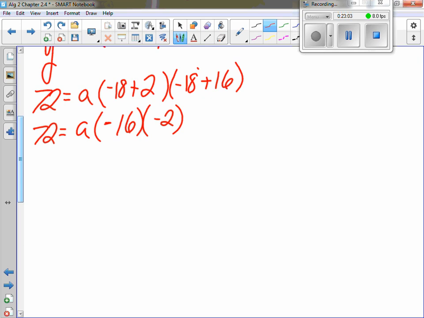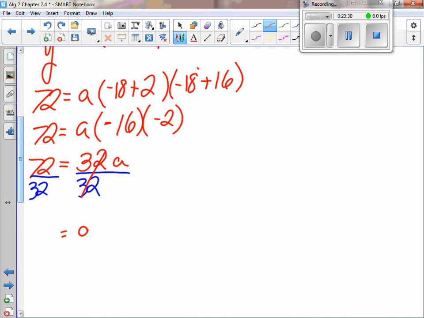Then what can we do? We can multiply those two together, yes? Well, negative 16 times negative 2. Then we divide both sides by 32, as those two would simplify out, leaving us with a by itself. And we could plug that into a calculator and see what we get.